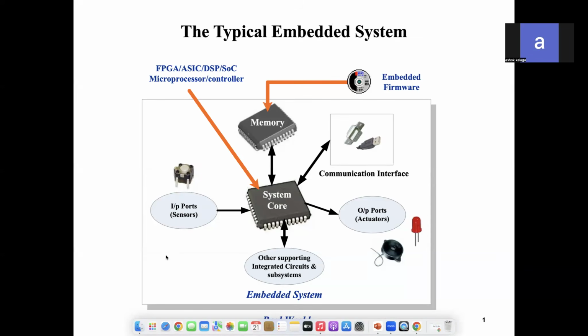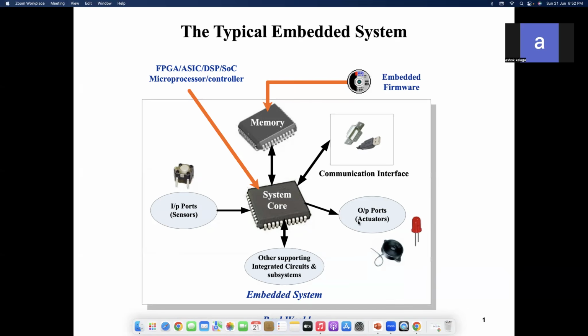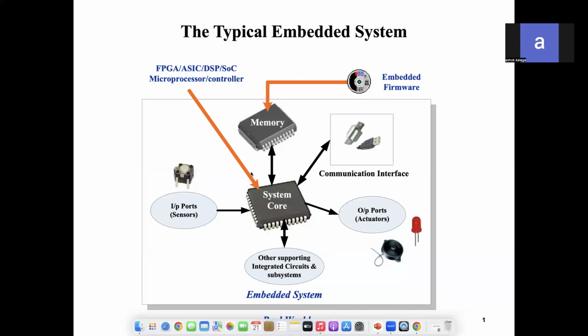Good morning to all. So the next session, we are going to discuss the typical embedded system. This is the general block diagram of a typical embedded system. The brain of the embedded system is the system core. The interfaces here: the first one is the input ports.